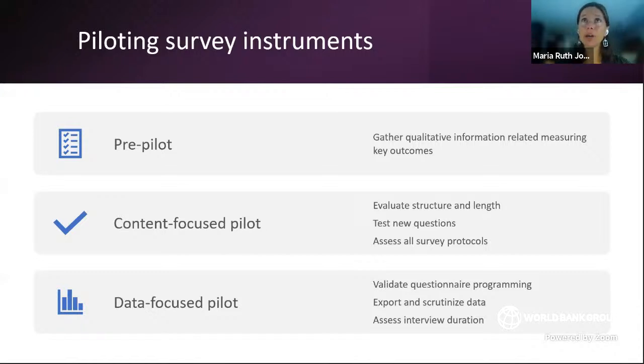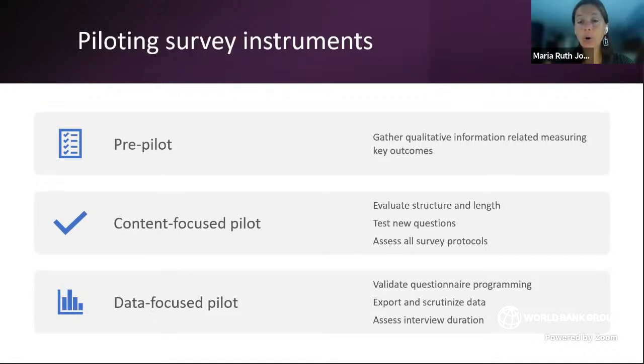Then once you have your paper version of your survey pretty much fully developed, you want to do a content-focused pilot. So that's when you're thinking about the structure and the length, the flow of the interview. Does it make sense? Does the respondent seem comfortable? Are any new questions that you drafted specifically for this questionnaire making sense? Do respondents understand? Are the answers that you're getting comprehensive? And do the survey protocols make sense?